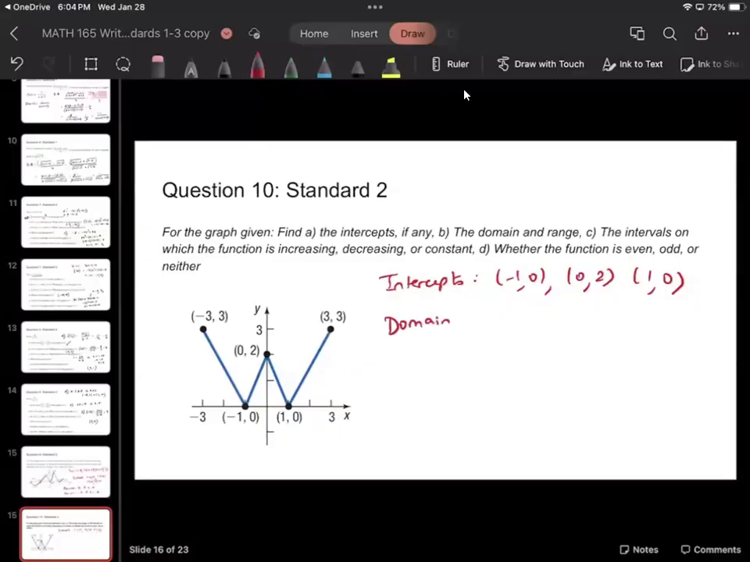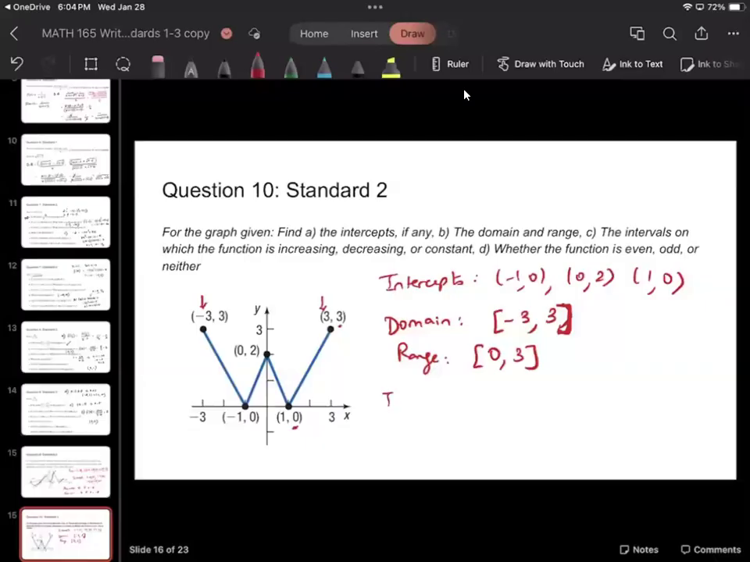The domain starts at negative 3 and ends at positive 3, right? Because this is the least x value, and this is the highest x value. The range starts at 0 and goes till positive 3.